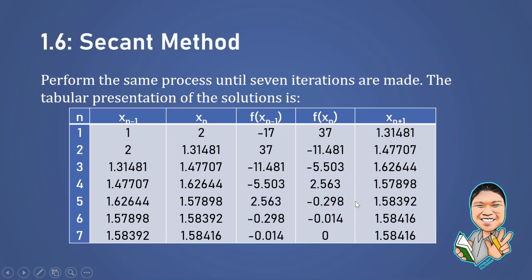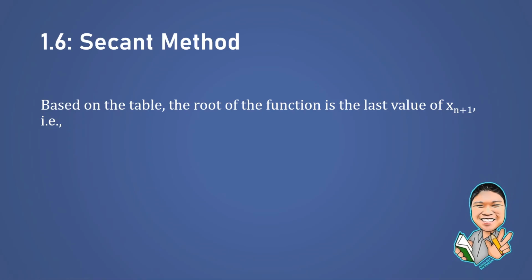I think hindi ko na kailangan ng masyadong pag-elaborate dito. Basta ang magiging final value ng x ito. Yung last, 1.58416. Yan ang magiging final value ng x. Okay? So, yun na nga. Based on the table, the root of the function is the last value of x sub n minus 1 or n plus 1. Sorry. So, that is 1.58416. Basta yung last. Okay? So, sana clear tayo doon.